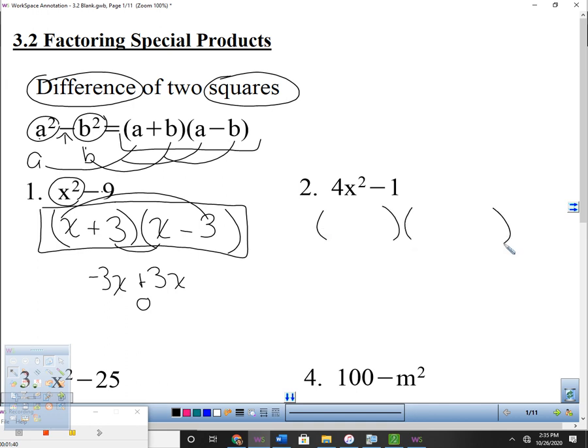What kind of signs will this have? Plus and a minus. What's the square root of your 4x squared? 2x. That goes in the front. And then what's the square root of 1? And then you're done.